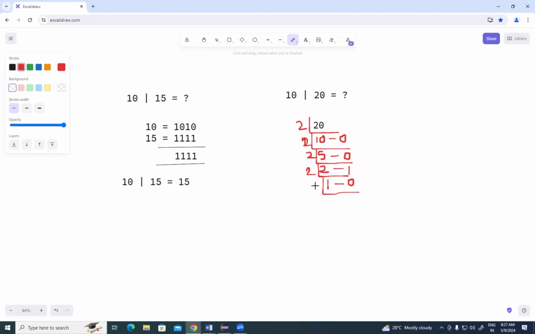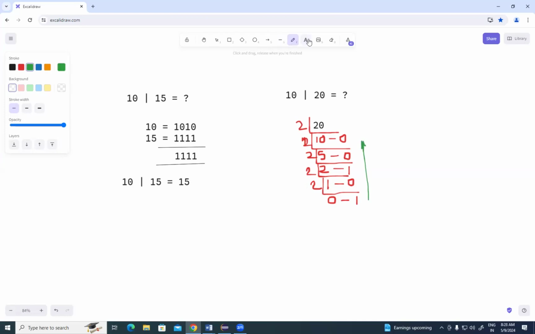Tell me then. 2 zeros are 0. Remainder is 1. Now go from bottom to top: 1 0 1 0 1 0, 1 1 double 0. Am I clear so far?